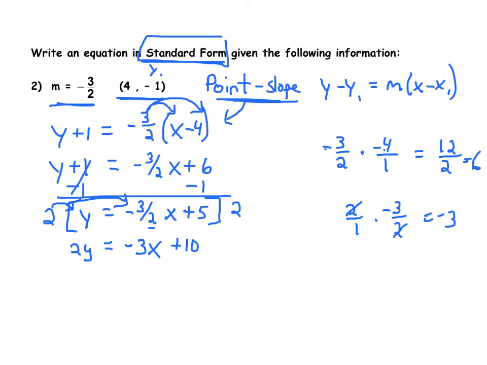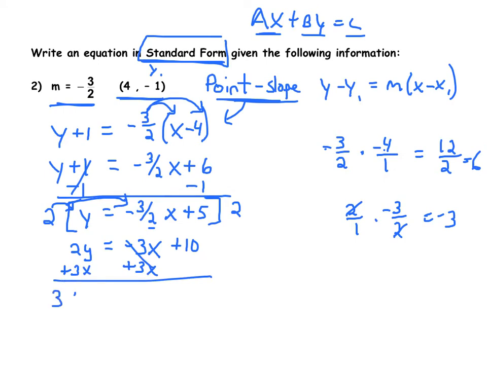Now I need to move the x, it has to be over to the left. Remember, it has to be in the right order. It has to be ax plus by equals c. That means x has to be here, then y, then c. So if I add 3x to both sides, then I get 3x plus 2y equals 10. And this is standard form. And that's what we're looking for.